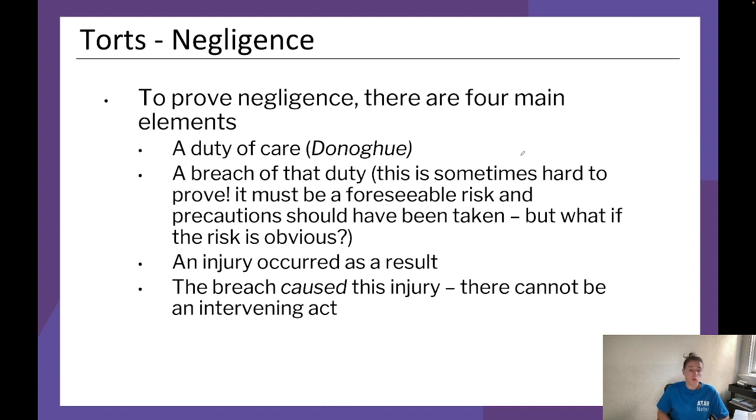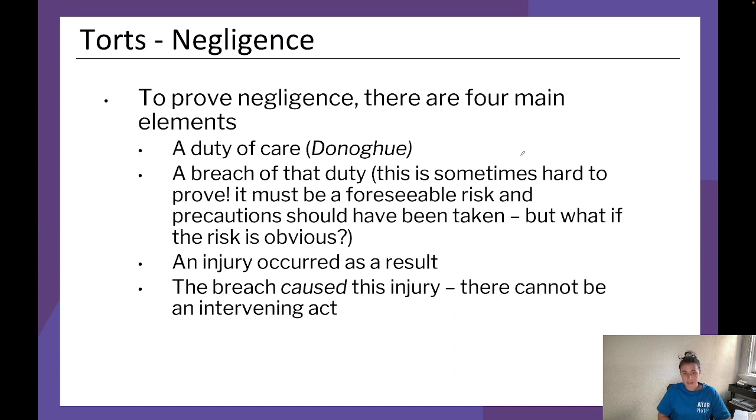And most importantly, that breach caused that injury. So there has to be causation. Now, there are a couple of tests that do. One is the but-for test. But for the breach of that duty, the accident would not have occurred and therefore the injury would not have happened. It's quite a traditional way of phrasing it.